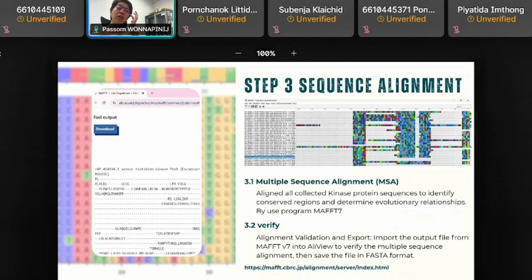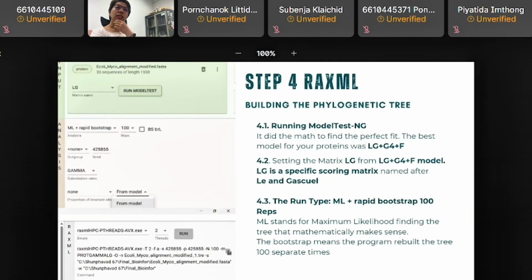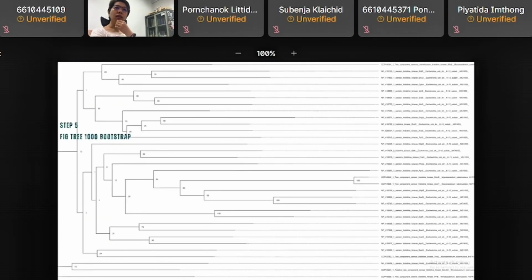Can you show me the phylogeny? I cannot clearly see the phylogeny. Okay. Why are there two phylogenies here? The first one was 100 bootstrap, and the second one was 1,000 bootstrap.